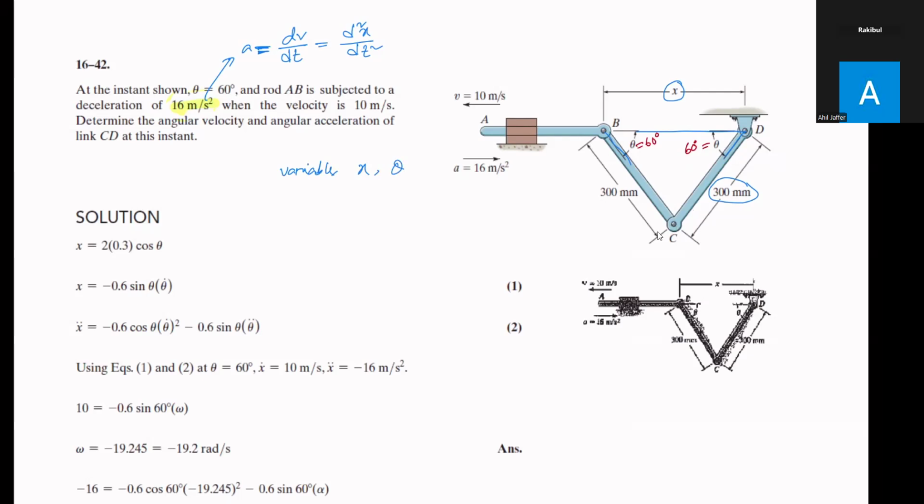Now, if we look here, this is 300 and this is 300. So this is a triangle with two sides the same and two angles the same. So we can easily find out x. How do you find x in terms of theta?